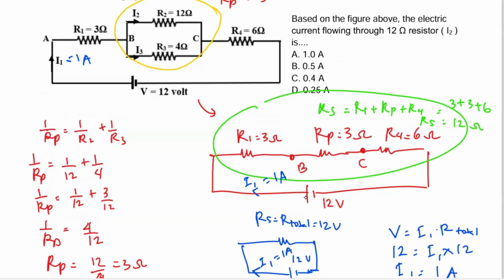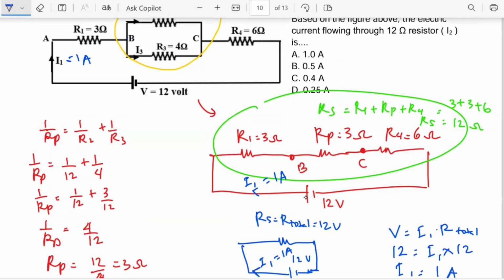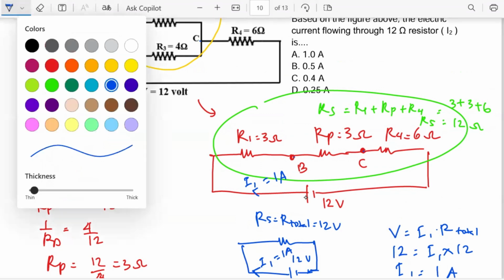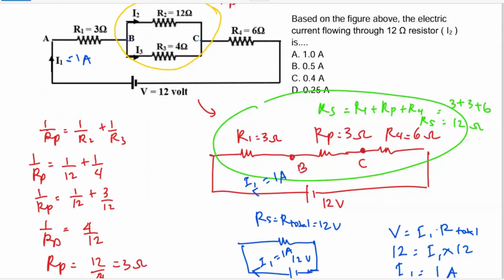The question is I2, right? So to get I2, we need to know what is the V across BC. The V across BC is the same with this one and this one. To get the V across BC, we count it using the information of I. So V across BC equals I times R. The I here is I1, and the R is the RP, because across BC we have RP, right? So 1 times 3 ohm equals 3 volt. This is V across BC.